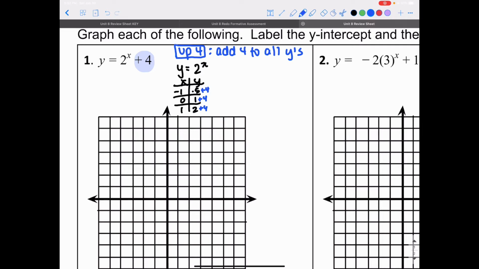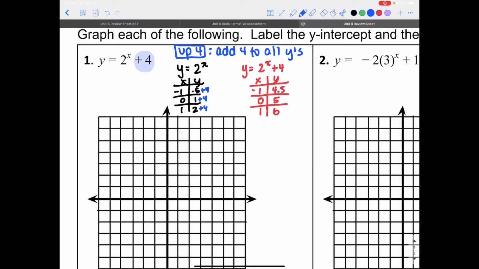And when I do that, I'm going to end up with the table for y is equal to 2 to the x power plus 4, which the first point is going to become -1 and 4.5. The second point is going to be 0 and 5. And the third point is going to be 1 and 6.